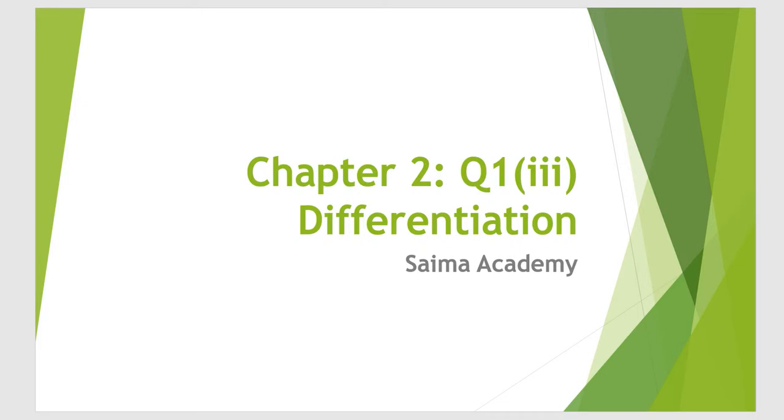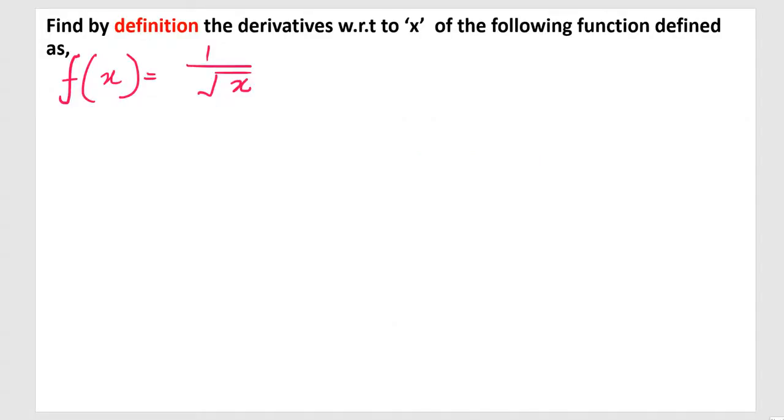In this lesson, we will solve part number 3 of question number 1. The question is to find, by definition, the derivative with respect to x of the following function, defined as f of x equals 1 divided by square root of x. Again, we have to do this question by definition, so we have to make 4 steps.